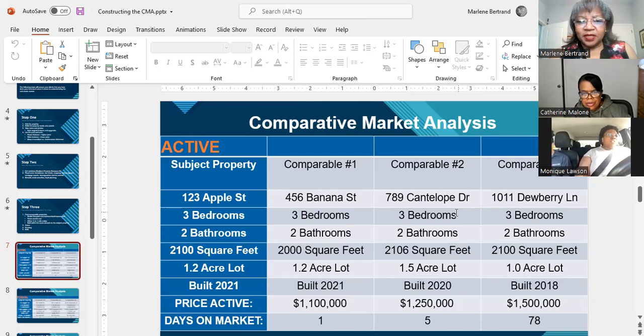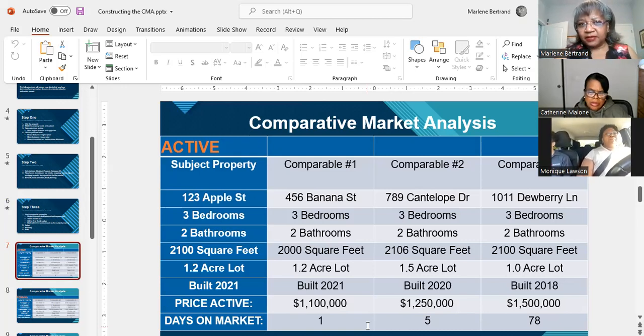Question: when you go to do the days on the market, are you doing total days, or are you just doing the current active amount? So let's say, for example, somebody put their home on the market for a couple weeks, something happened, they took it off, they put it back on. Which one are you putting down on there? I'm putting total days on the market, the combined days on the market.